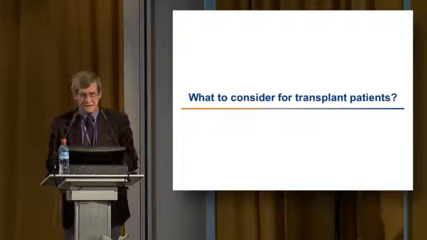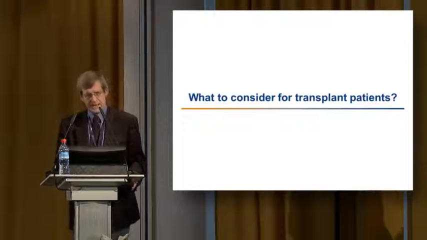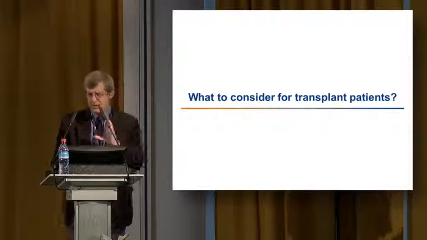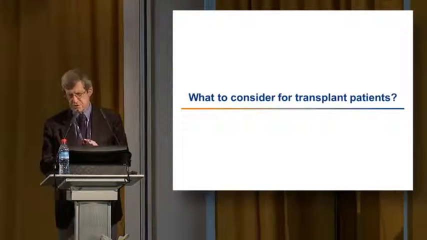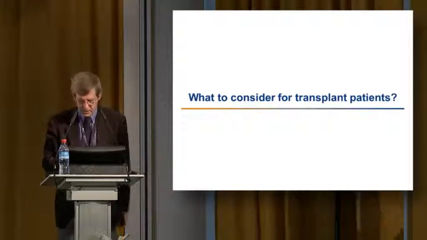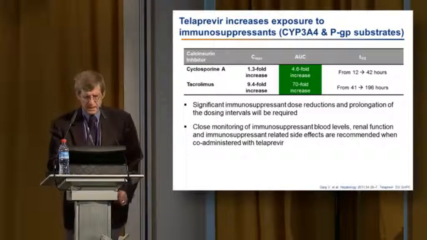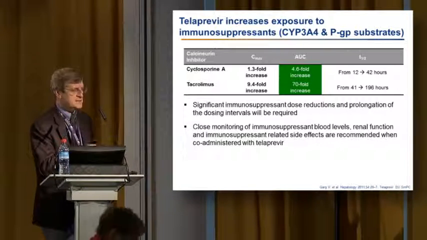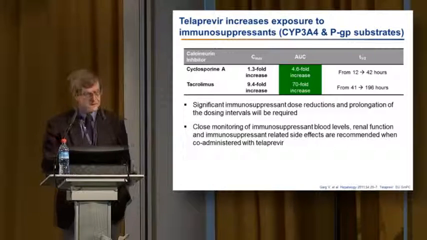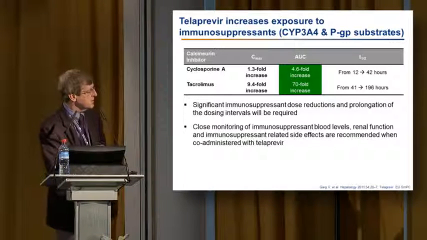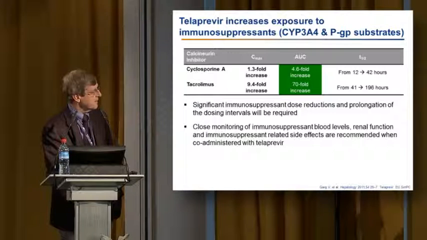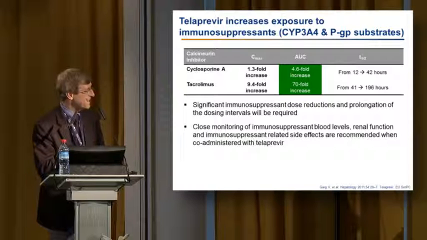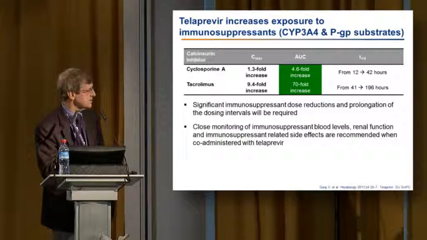Now, just a couple of other considerations. Number one, and this is separate from this patient, just to consider the issues around transplantation, which came up in a question yesterday. So I said yesterday, and just to reinforce that issue, that with the two major immunosuppressants, cyclosporin A and tacrolimus, with telaprevir, we see a 5-fold increase in cyclosporin exposure and a 70-fold increase in tacrolimus exposure.